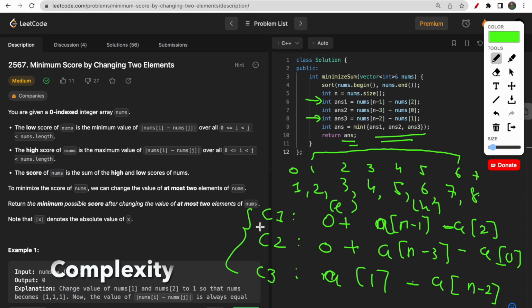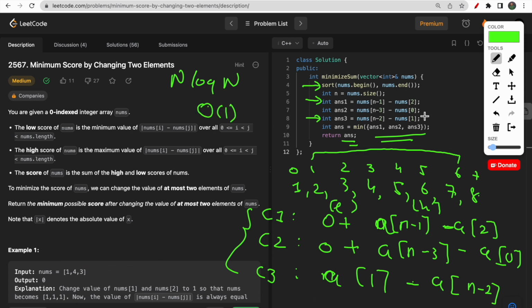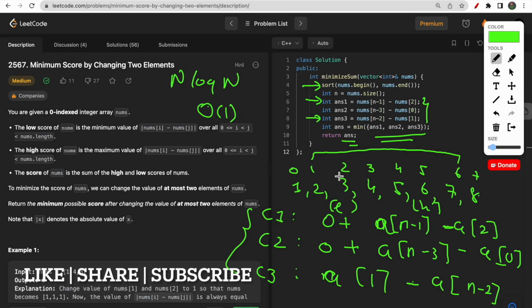And now talking about the complexities, the time complexity for this approach is n log n. Why? Because we are using sorting here, so it will take n log n time complexity. And the space complexity is O(1), as we are not storing anything. These are just simple variables. So yeah, this is the time and space complexity for this problem.